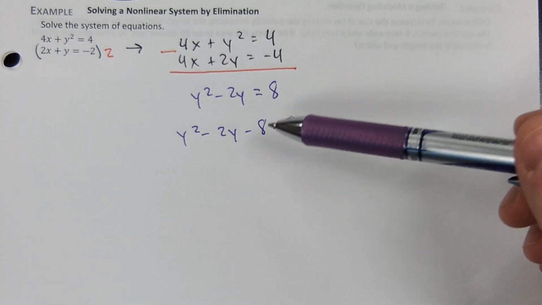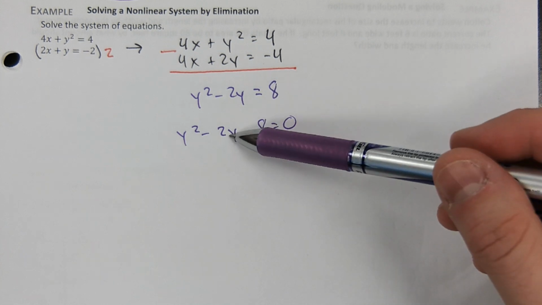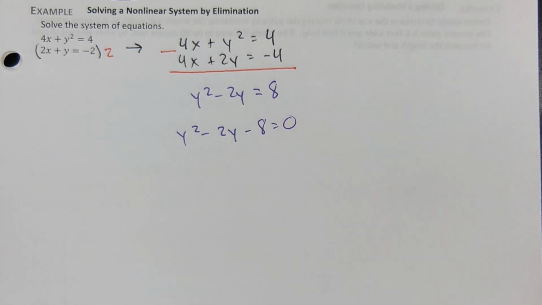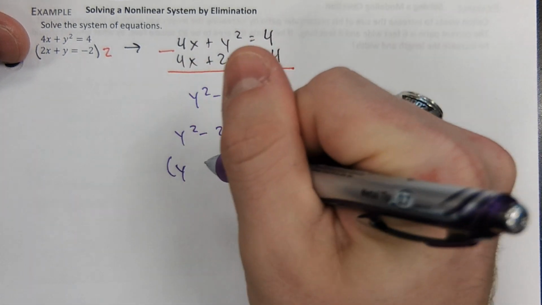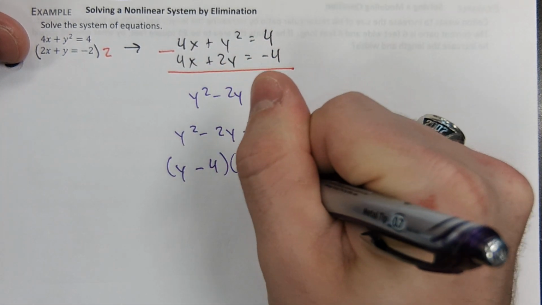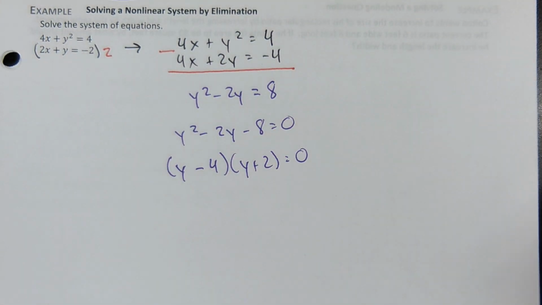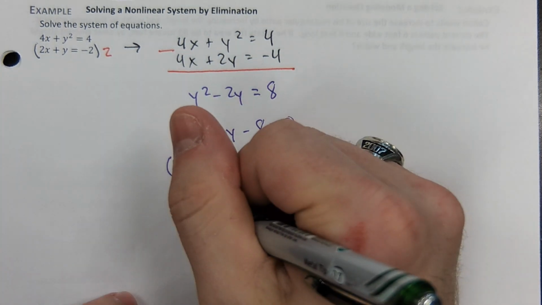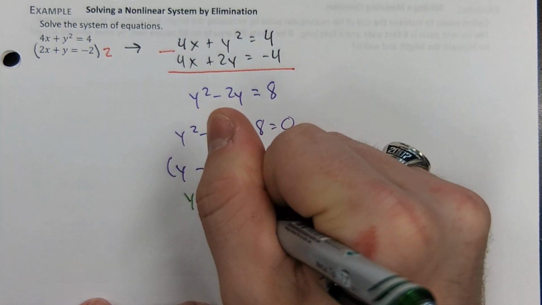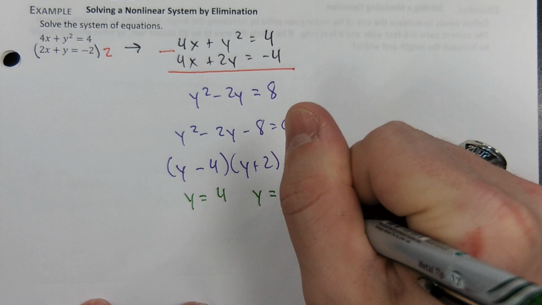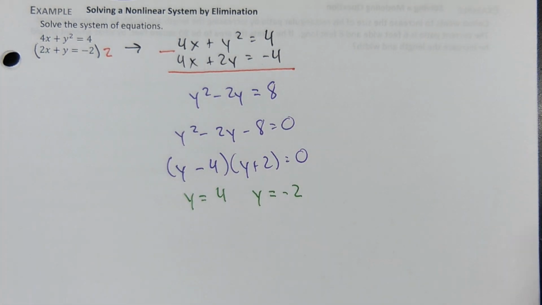Are there 2 numbers that multiply to negative 8 that add to negative 2? Yes. Thank goodness. We can solve by factoring because I don't want to have to do the quadratic formula. Those 2 numbers are negative 4 and positive 2. What we could see then is that y takes on the values positive 4 and negative 2.